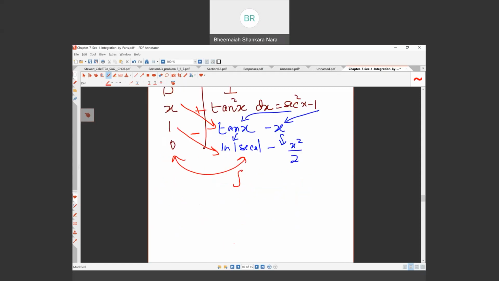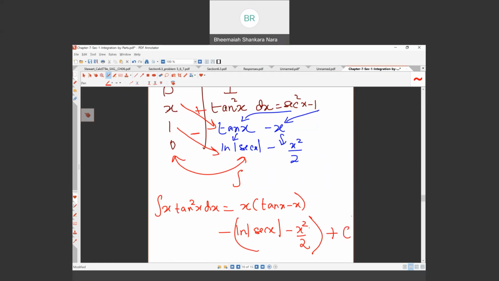So now let's write x tan squared x dx. This is the given problem. From the table, after cross multiplying, we have x times (tan x minus x) minus ln secant x minus x squared over 2. When you multiply by 1, this is how the terms look. The last term, 0 times the last integrated term, 0 times anything is 0, so you don't have to show that multiplication, plus c. So this is our final answer for this problem.